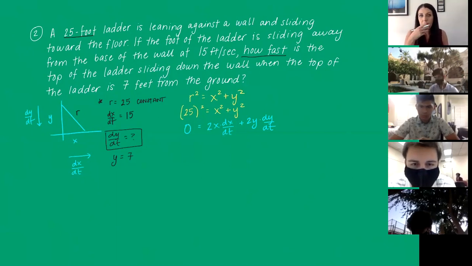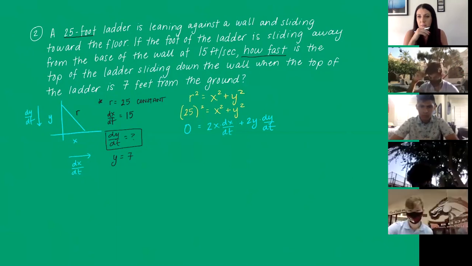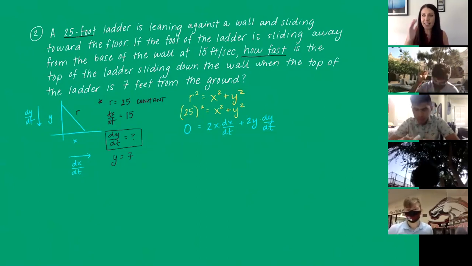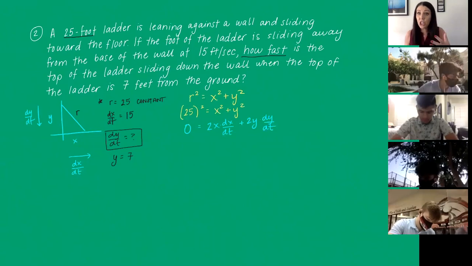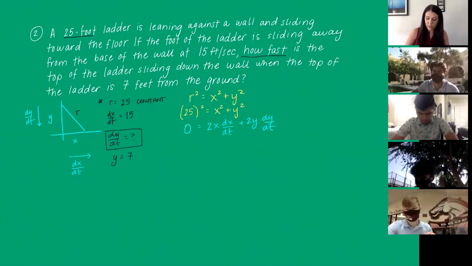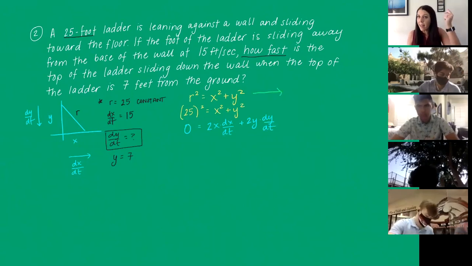Conrad, what do I do to find x? You would plug in all the numbers for the original r squared equals x squared plus y squared. Fantastic. That's exactly right. So this is like the previous problem we just talked about. Sometimes I'm given more information than it appears that I need to use in order to plug into my derivative. So we're going to use that original equation and plug in our r and our y to figure out what x is at that moment.